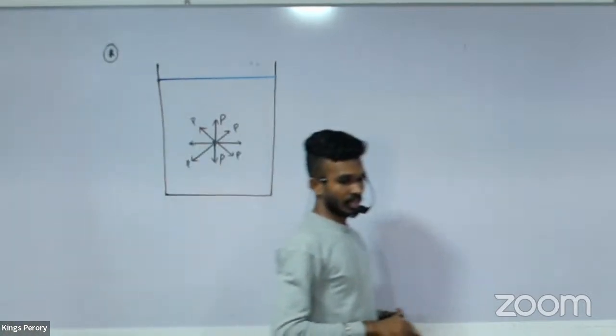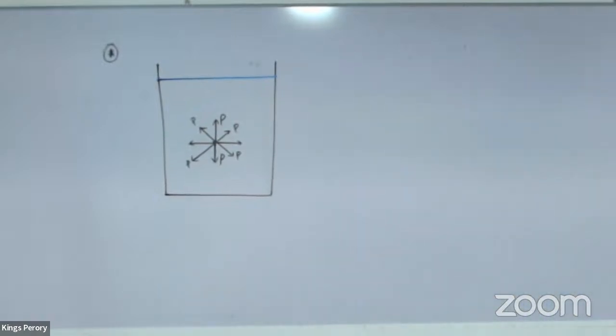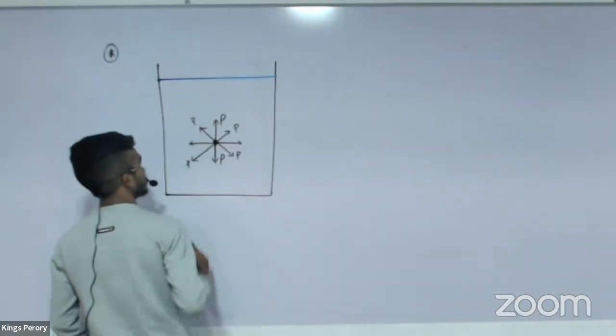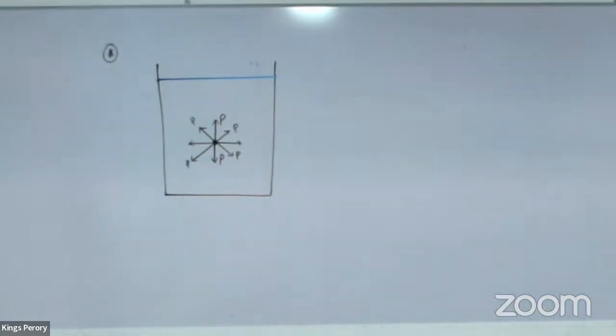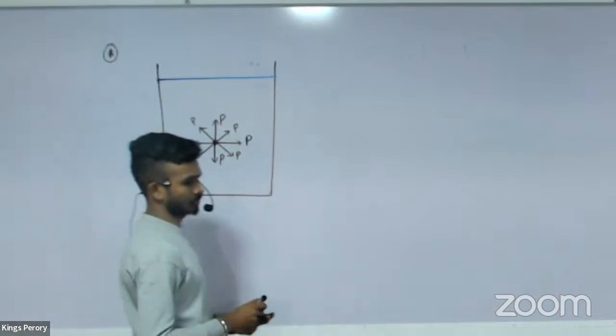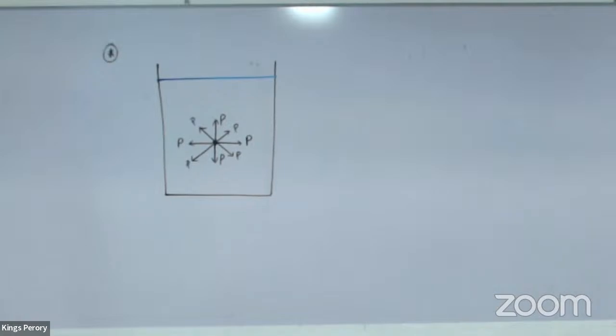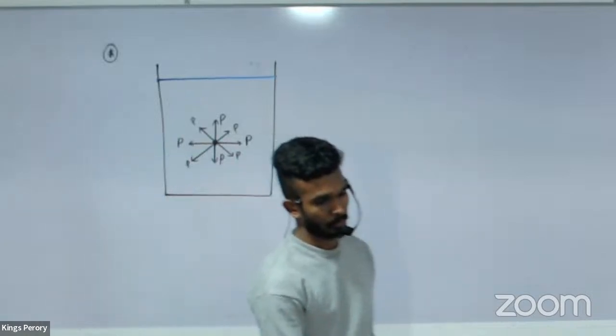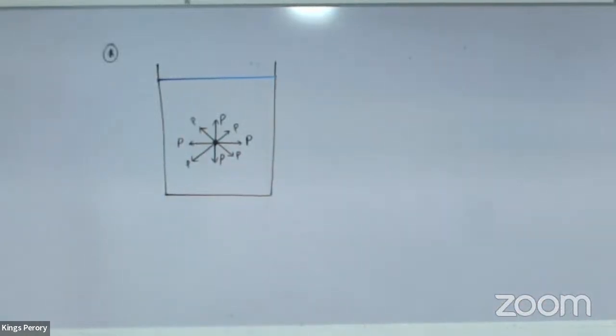Put a star. Color pen. Hydrostatic pressure at a given point acts in all the direction. Quick.